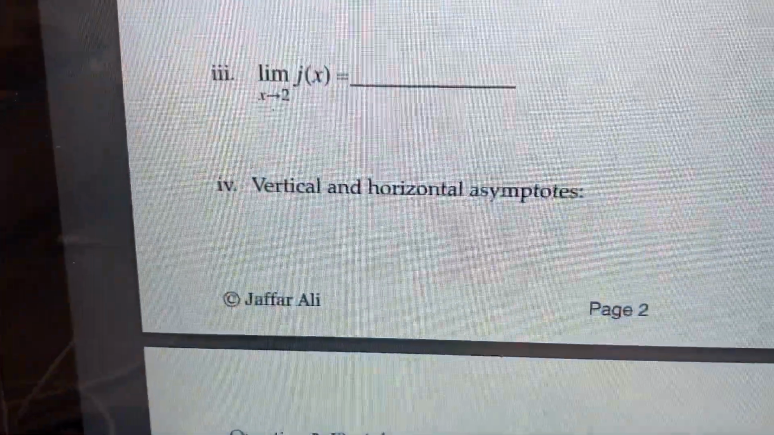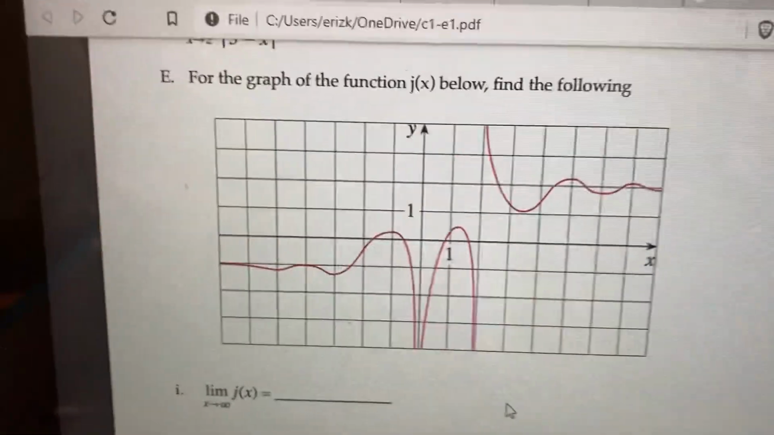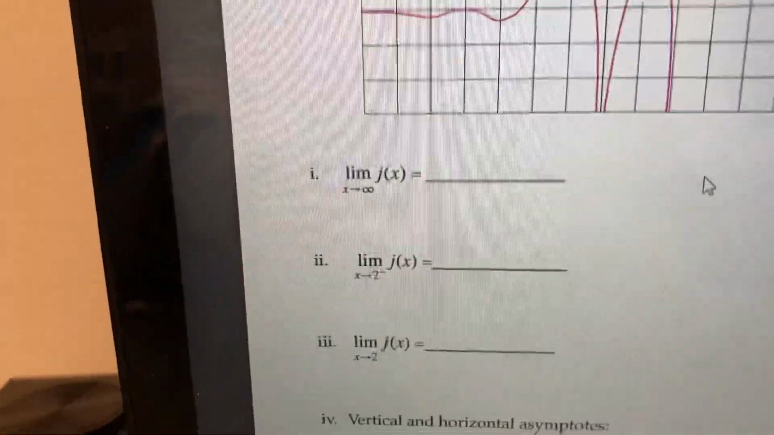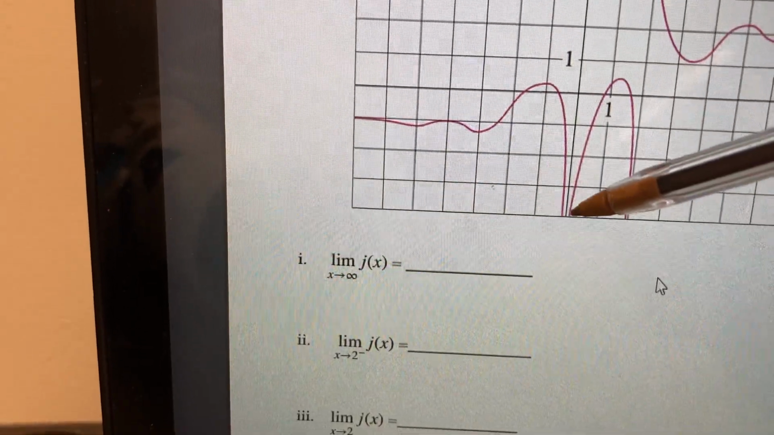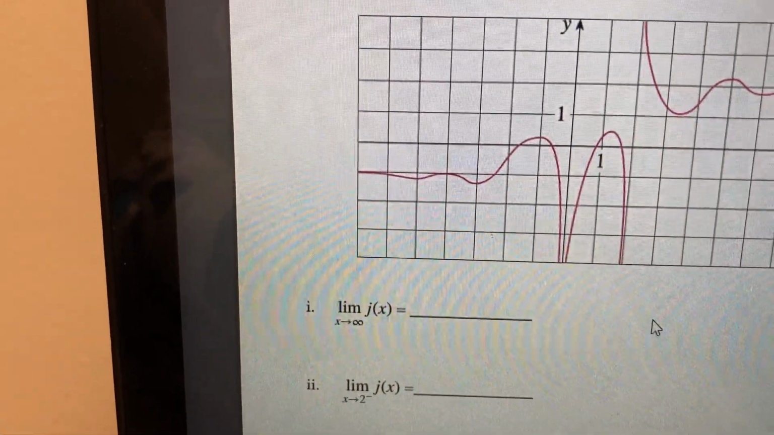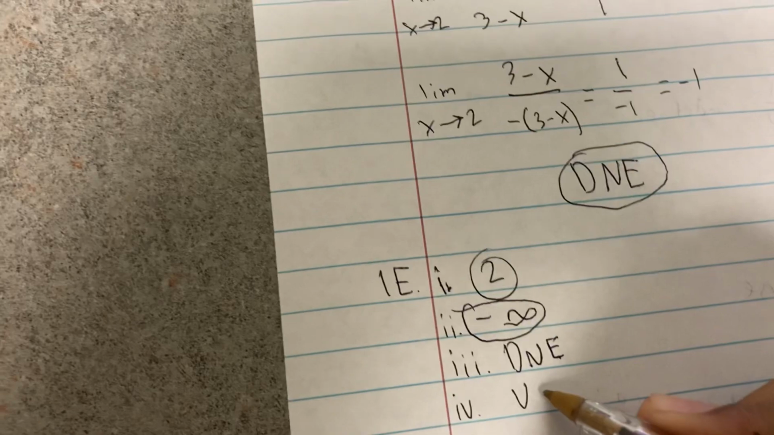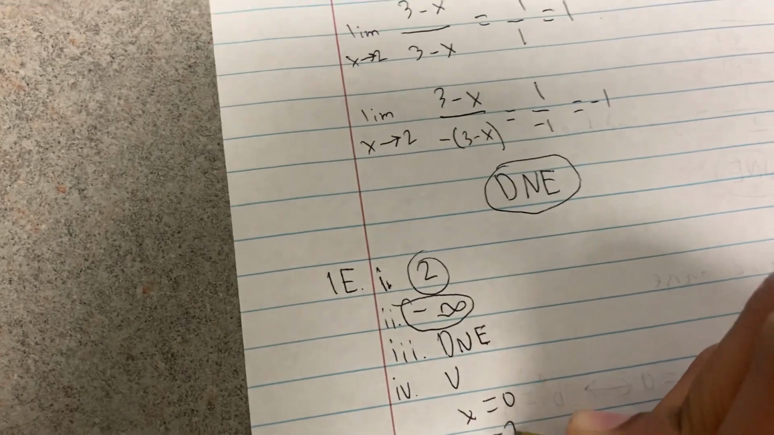The last part asks for the vertical and horizontal asymptotes of this. So for the vertical asymptotes, you can see that there's one, because the graph is discontinuous here. You see there's one at x equals 0, and there's also another one at x equals 2. So x equals 0 and 2.